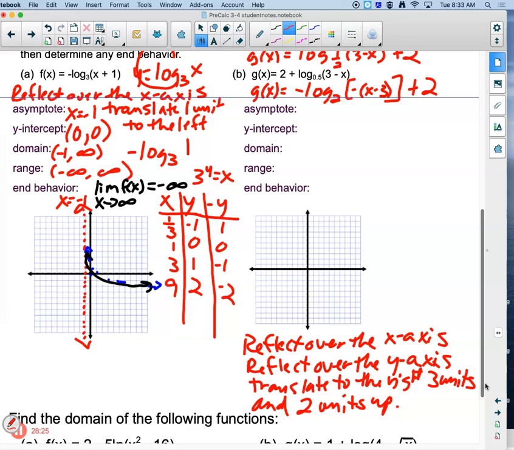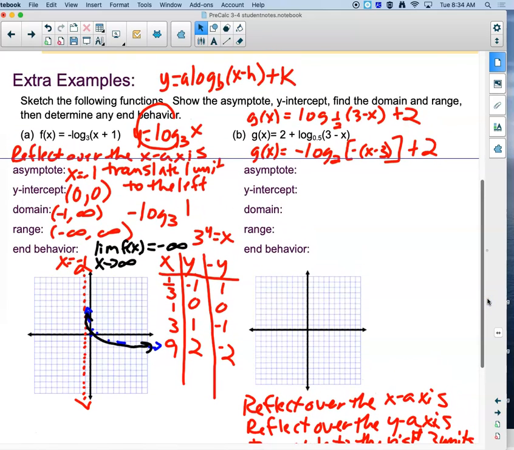So again, this one needs a parent, and the parent is going to have all those reflections in it, and then we'll just translate it. So next thing to think about would be, well, let's put that asymptote on there before we get going too far. And since we had this x minus 3, we knew that we were going to have a new asymptote 3 units to the right, which will be x equals 3.